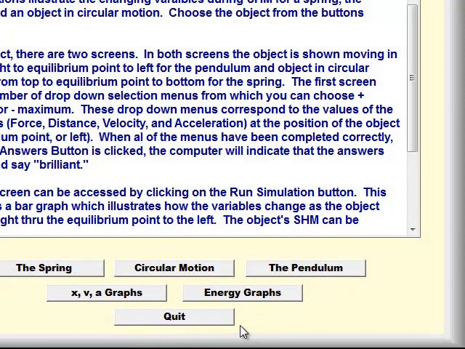So this is the simple harmonic motion demonstration. Very nice to use with an overhead projector. Have the students help you with the calculations, and great illustration of the properties of simple harmonic motion.